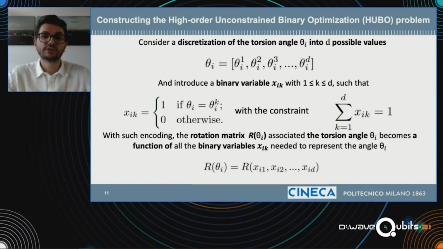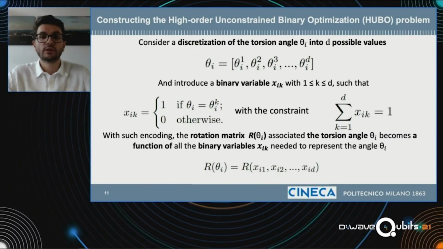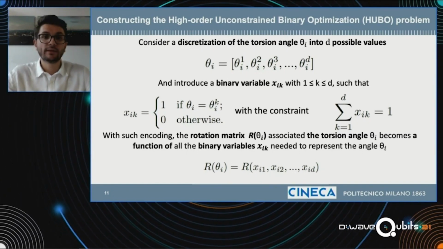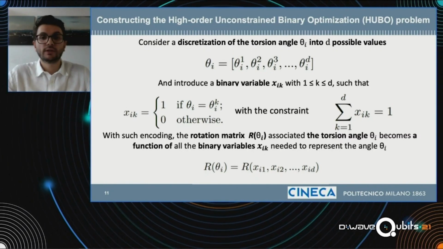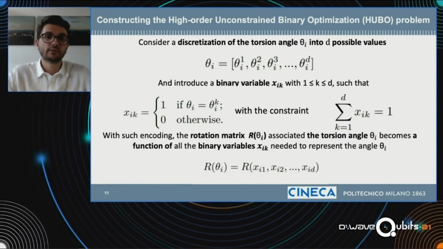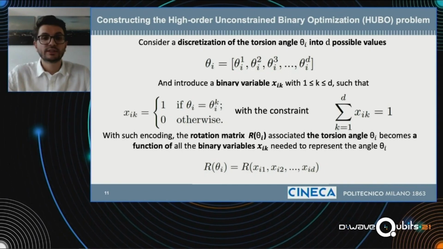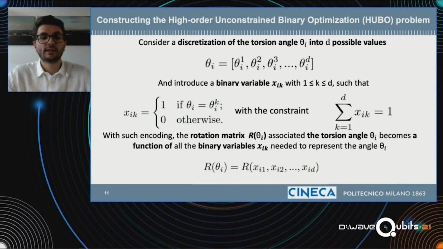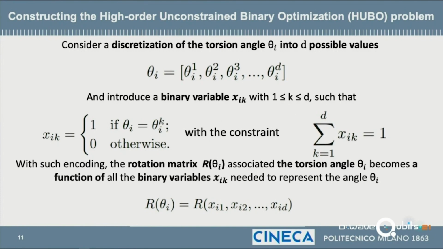So how do we achieve our formulation? By considering a discretization of the torsional angles theta i into d possible values, and then we perform a one-hot encoding by introducing a binary variable x_ik with k between 1 and d, such that x_ik is 1 if the theta i rotation is equal to theta_ik, or 0 otherwise. Since it's a one-hot encoding, we need a hard constraint that only one of these binary variables will be equal to 1 for a certain torsional. With such encoding, the rotation matrix will not be a function of the angles anymore, but a function of the Boolean variables.